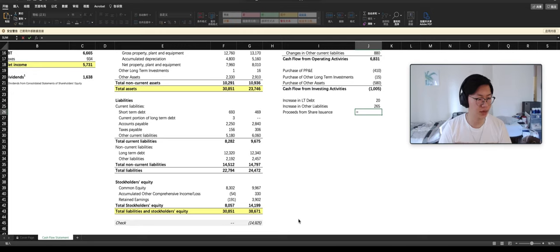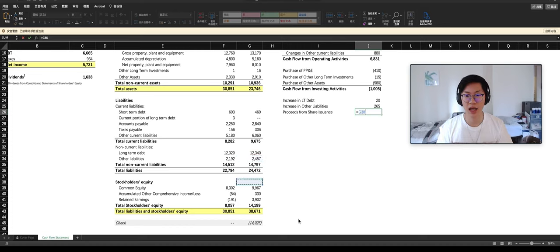Someone is asking why we need to do it in this sequence. Basically, we follow the sequence of starting from operating to investing to financing, and that makes sense because the operating activities mainly include the income statement side, and the investing side is more about the assets. When it comes to liabilities and shareholders' equity, there are some items that we use in calculating the cash flow from financing activities. So that's why we listed it right here.